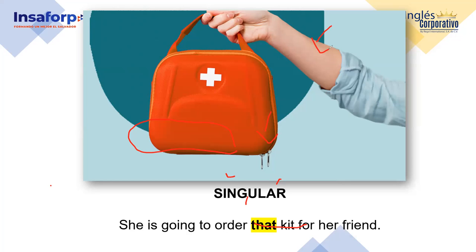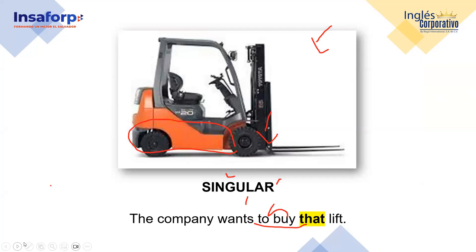And then we say, she is going to order that kit for her friend. Estoy con alguien más, okay? She is going to order that kit for her friend. Distance, that, far away, singular. Seguimos con demonstrative adjectives. That, kit. Yes. Another one. Singular, again. The company wants to buy that left. Far away, singular.